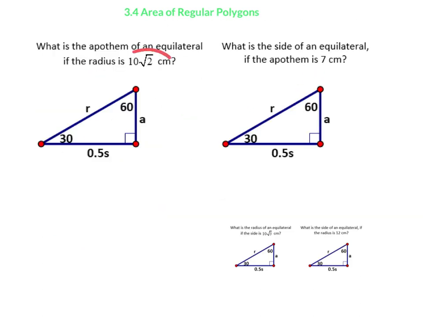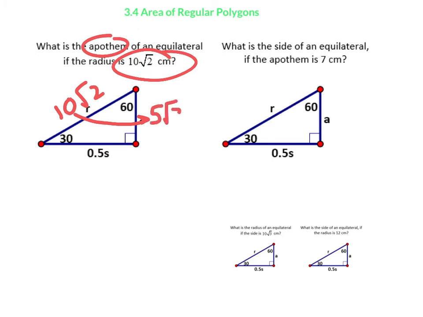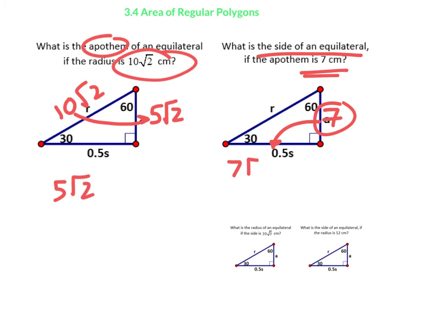In the first case, it says our radius is 10 root 2. What's the apothem? The relationship between hypotenuse and the short leg is to divide by 2 or multiply by root 2. So our apothem is just simply 5 root 2. Nice and easy. Over here it says what is the side if our apothem is 7. So our apothem would be 7, and you know that we would multiply by root 3 to get that. Now that, of course, is only half of the side. So our answer would be 14 root 3 would be the side of our equilateral.